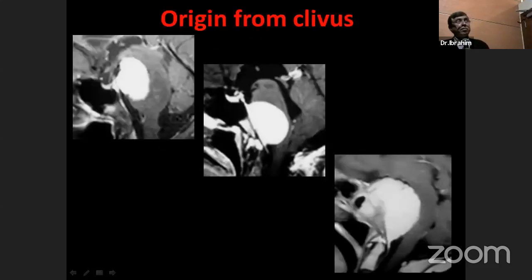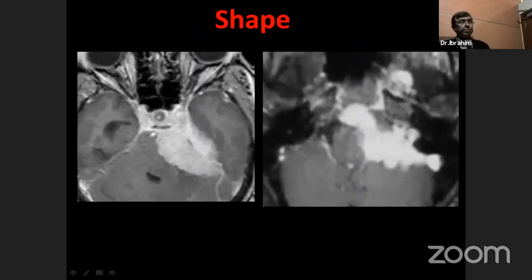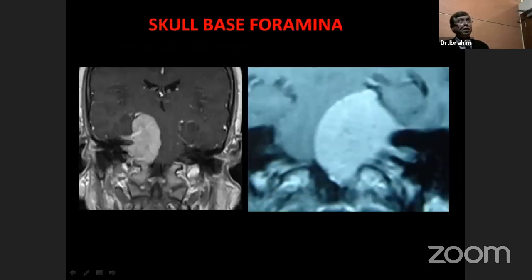What is the origin from the clivus? Upper clivus, middle clivus, or all of the clivus? Shape, look at the shape and the nodularity. It's all important. Are they going into the foramen? Yes, they are going into the foramen here.